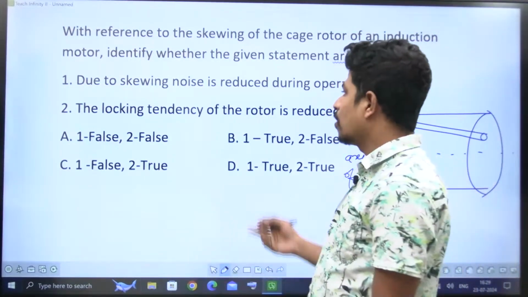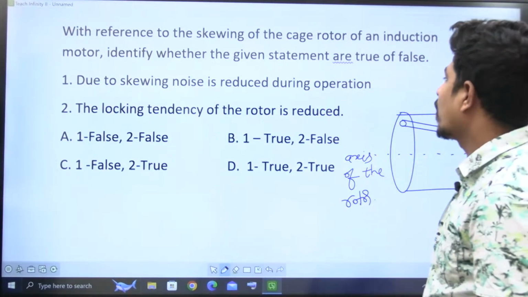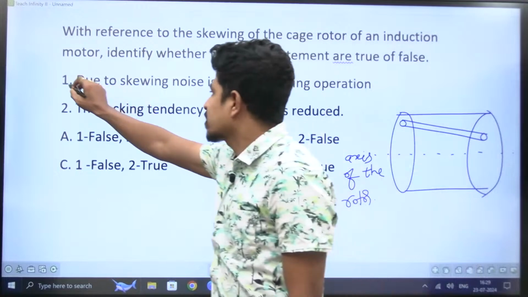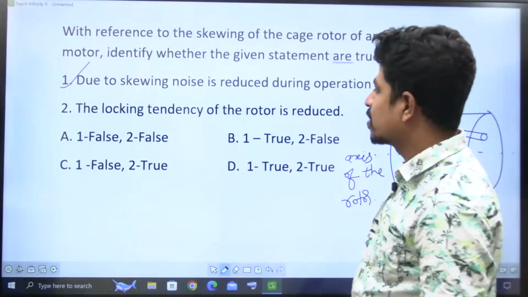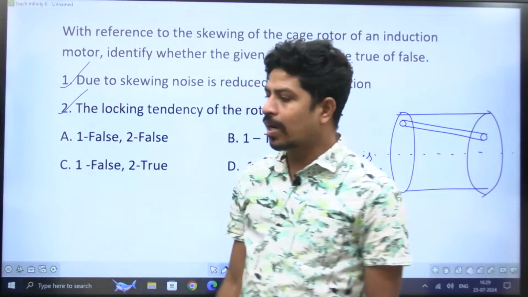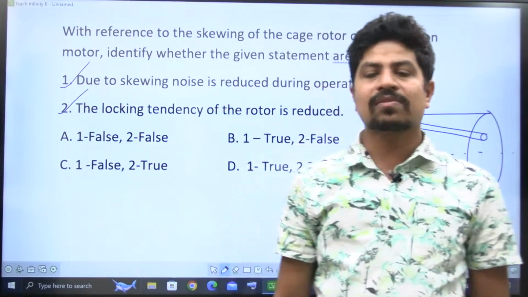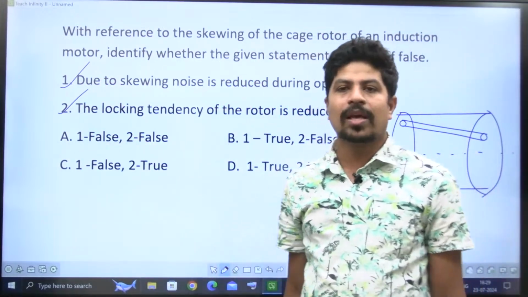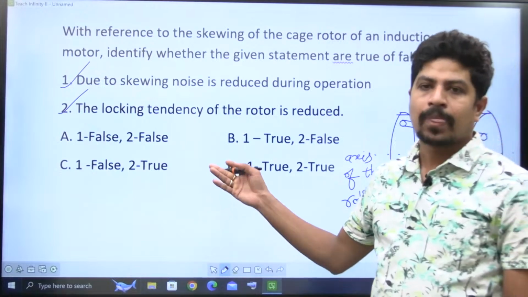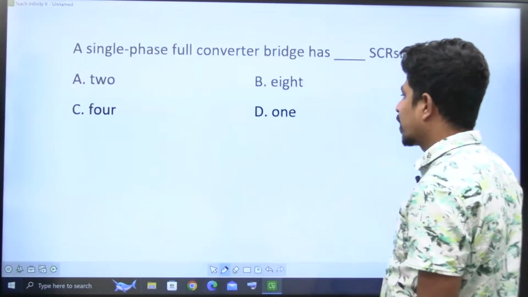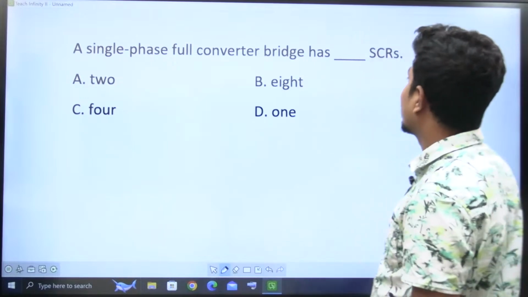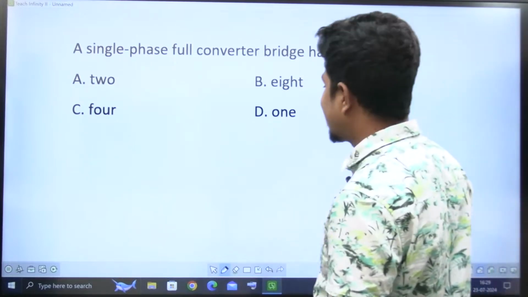Okay, let's see the options. Due to skewing, the noise is reduced during the operation. Yes, statement 1 is correct. The second one is the locking tendency of the rotor is reduced. There are two effects called cogging and crawling. Those things will be eliminated with the help of skewing of the rotor. Yes, both are correct.